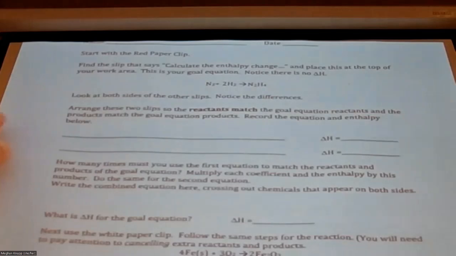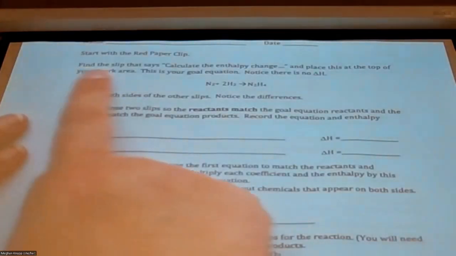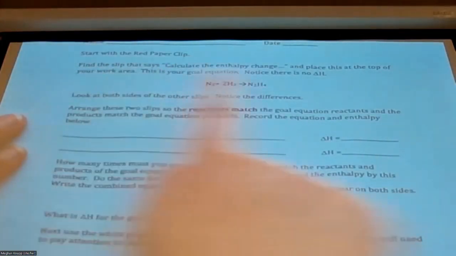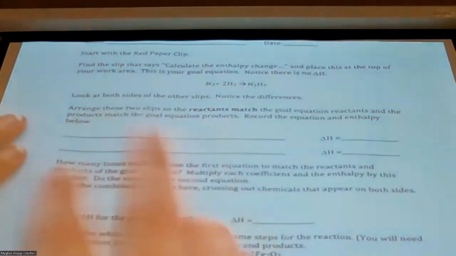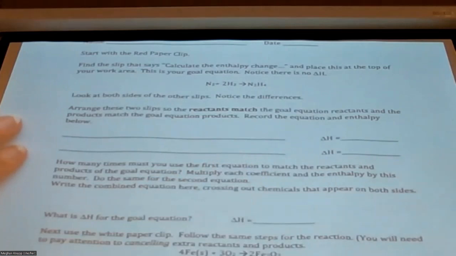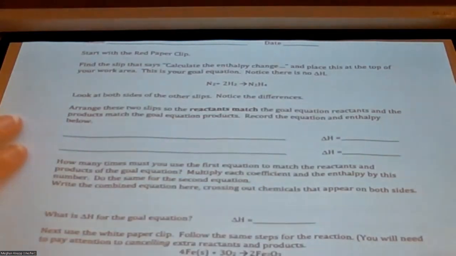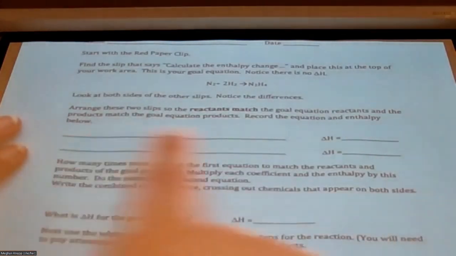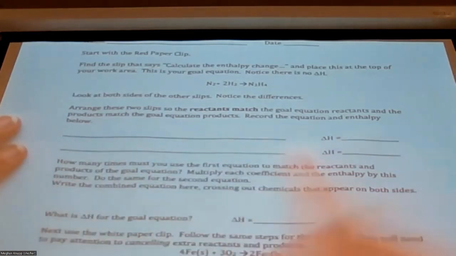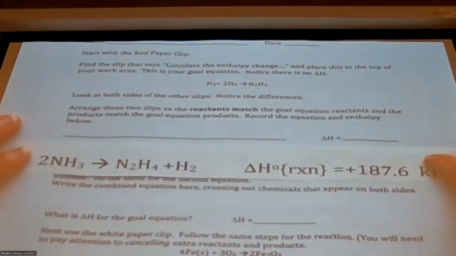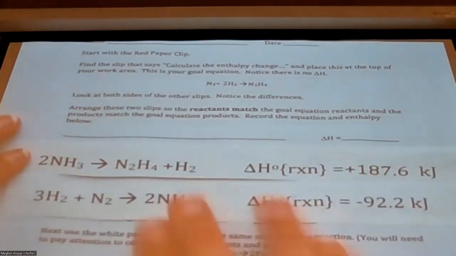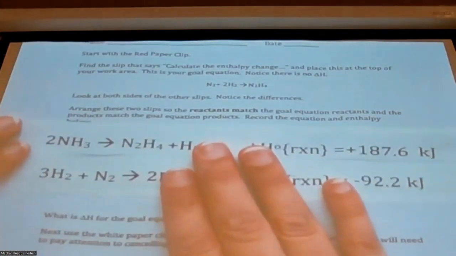Okay, so we've done this first part. Find the red paper clip, find the calculate the energy, put that at the top. We look at both sides, and we flip things over. Now that we have things arranged the way we want them, we are going to copy those equations onto these lines. So my first line, I might put this equation, and my second line, I might put this equation. Okay, those are going to go on those two lines.